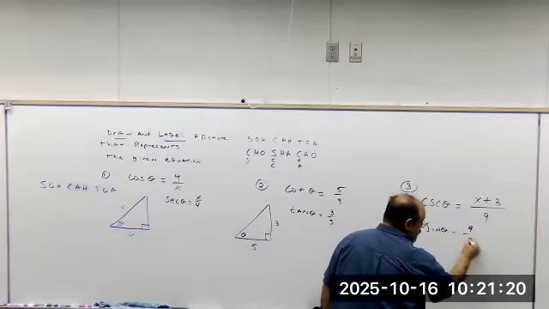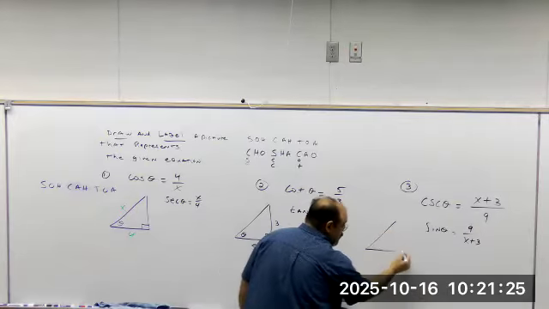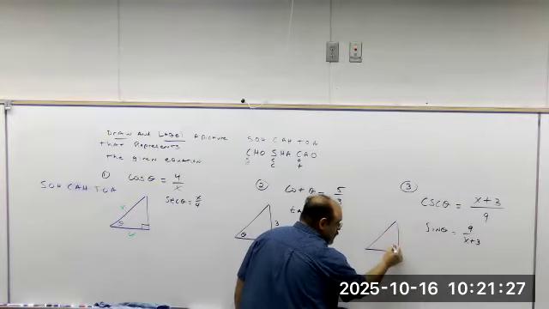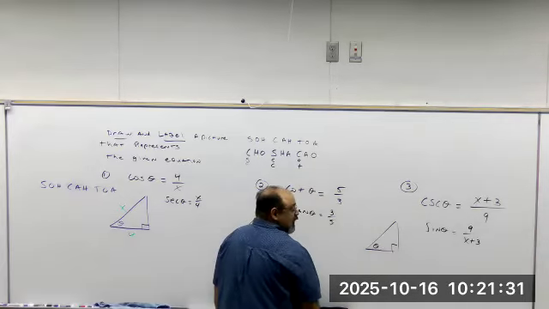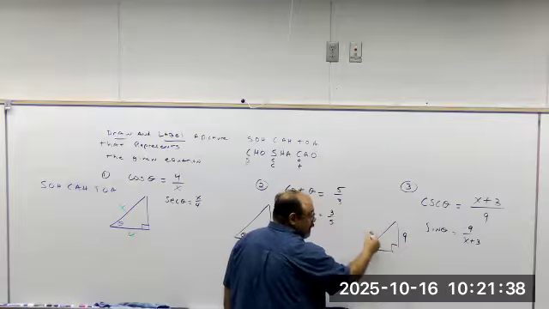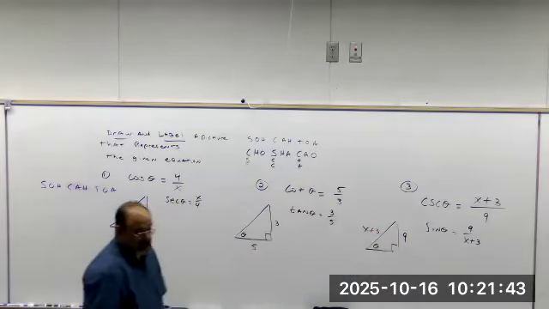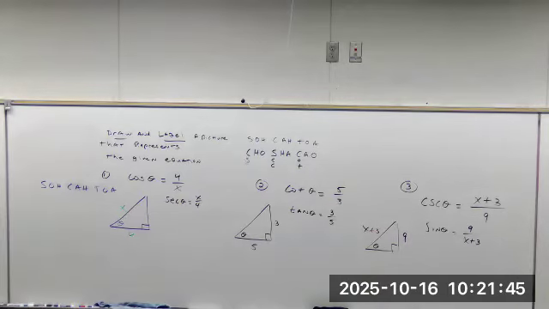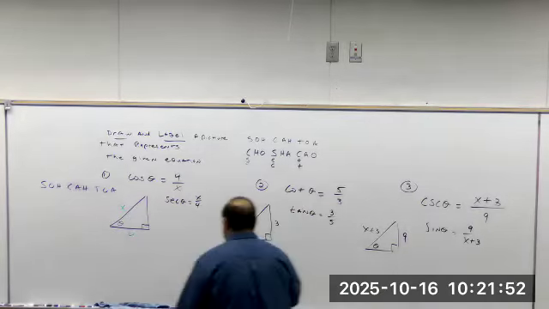Nine over x plus 3. So I'd write it like that and make my picture. Theta. Sine is what over what? Opposite over hypotenuse. So this is the 9. Hypotenuse is x plus 3. One more thing before we move on from here.